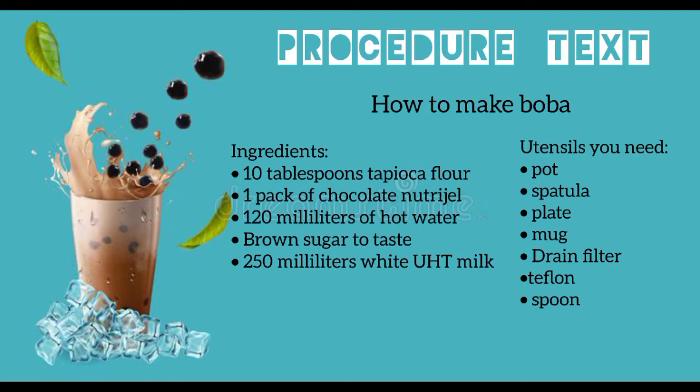Example procedure text. How to make boba. Ingredients: 10 tablespoons tapioca flour, 1 pack of chocolate Nutri-Gel, 120 milliliters of hot water, brown sugar to taste, 250 milliliters white UHT milk. Utensils: pot, spatula, plate, mug, drain filter, Teflon, spoon.